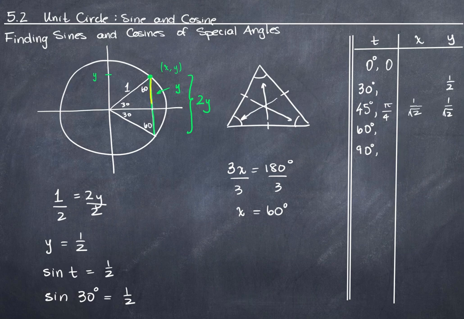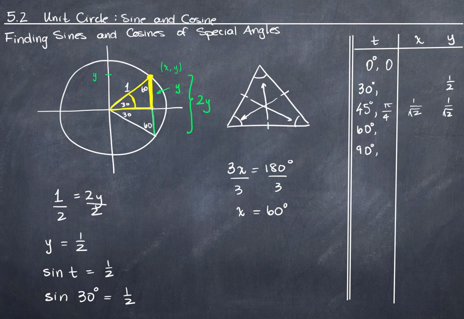Now that is the length of the side that goes from the x-axis out to the coordinate point that we're interested in, right? So we're looking at t equals 30 degrees. We're looking at this triangle here. So we have y coordinate of 1/2. So what is the x coordinate? Well, we have a right triangle now.